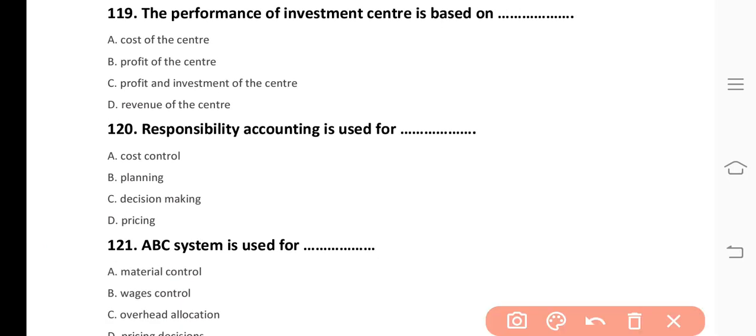MCQs 119. The performance of investment center is based on cost of the center, profit of the center, profit and investment of the center, revenue of the center. So correct option is option C, profit and investment of the center.